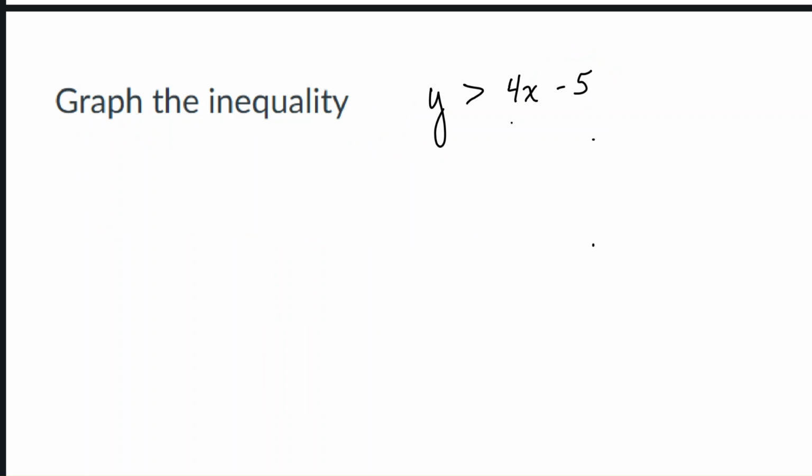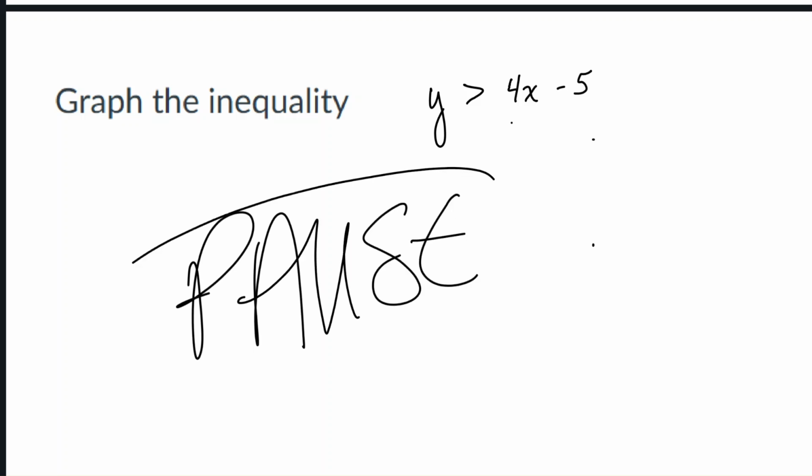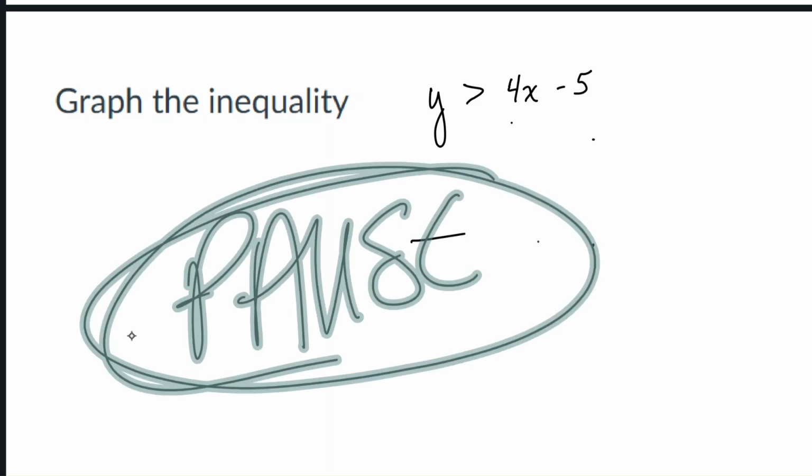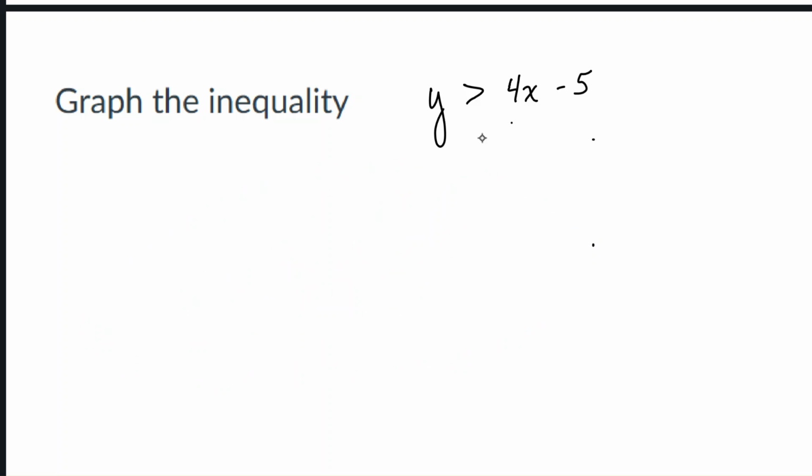Next up, we're asked to graph this inequality. So again, pause this video, try it on your own, unpause to check your work. I'm going to make a few notes. There's no "or equal to," so I should use a dotted line. It is y is greater than, so that means I should shade above. Okay, those are the two things I can take from the inequality.